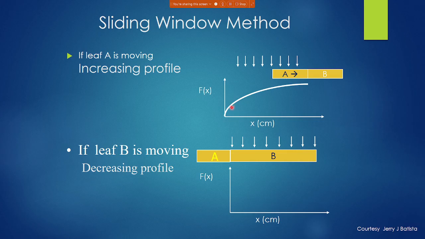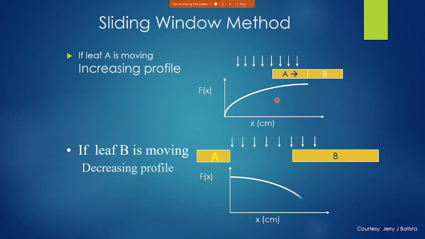So you get less dose. So you get an increasing profile. You can change the steepness of the profile by changing the velocity and the position of the beam. Similarly, if you want a decreasing profile, how do you do this? You move the leaf B, you close completely, move it, and you get a decreasing profile.